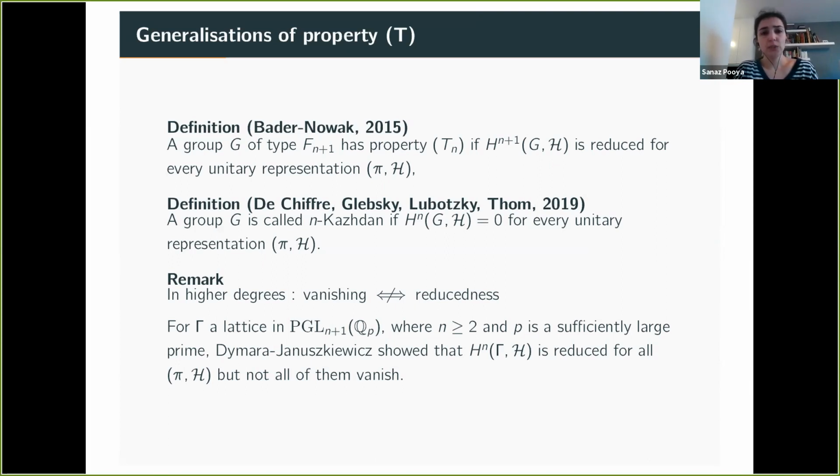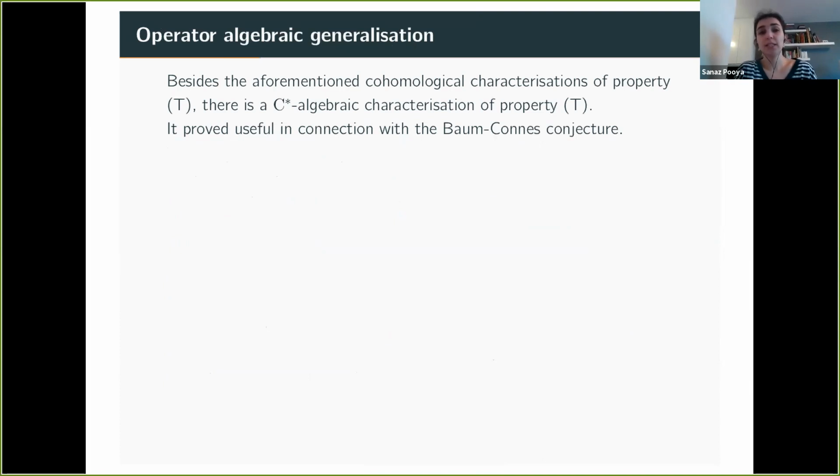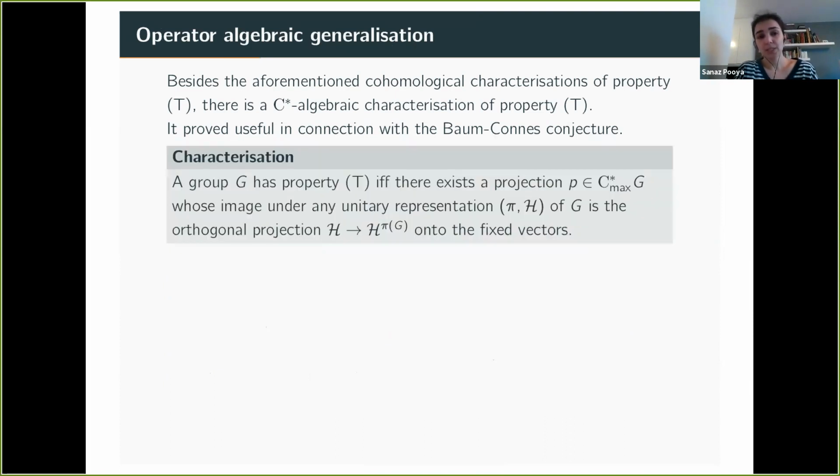Now, I would like to mention next yet another characterization of property T that has been used a lot in the C*-algebraic context, and in particular, it proved useful in the context of the Baum-Connes conjecture. This characterization is in terms of the existence of a certain projection inside the maximal group C*-algebra of G, whose image under any unitary representation of G is the orthogonal projection onto the fixed vectors of pi.